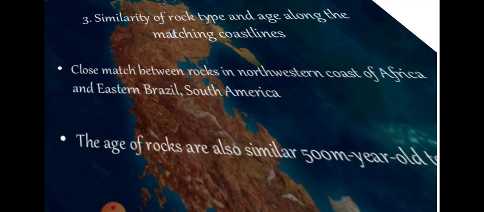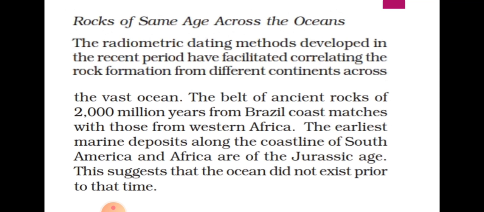The scientists have found that there is a close match between the rocks in the northwestern coast of Africa as well as the eastern coast of Brazil, South America. The age of the rocks is almost similar. With the help of the radiometric dating method, a correlation was developed between the rock formations from different continents across the vast ocean. It shows that the belt of ancient rocks, 2000 million years old, from the Brazil coast exactly matches those of Western Africa.